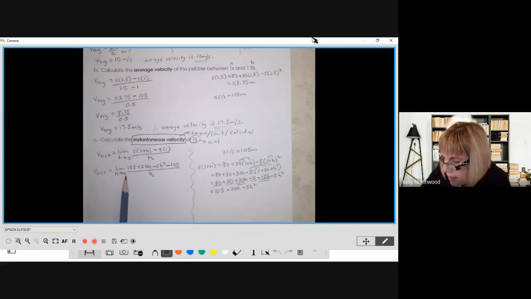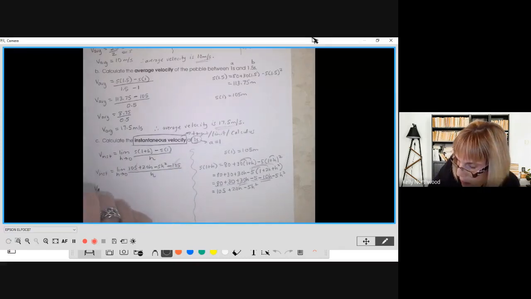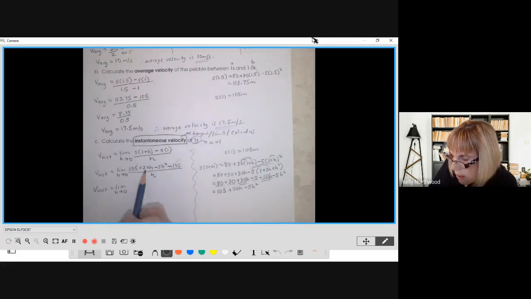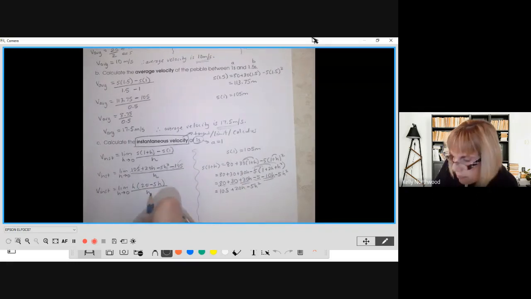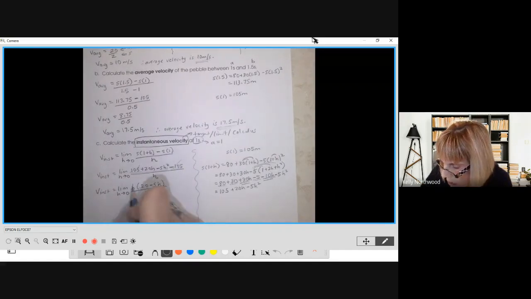And then we can see that in the numerator, we've got this 105 and minus 105 that make a zero pair. I might also see that I can factor h out of the numerator now that I don't have those 105s anymore. Divide out my problematic h in the denominator.